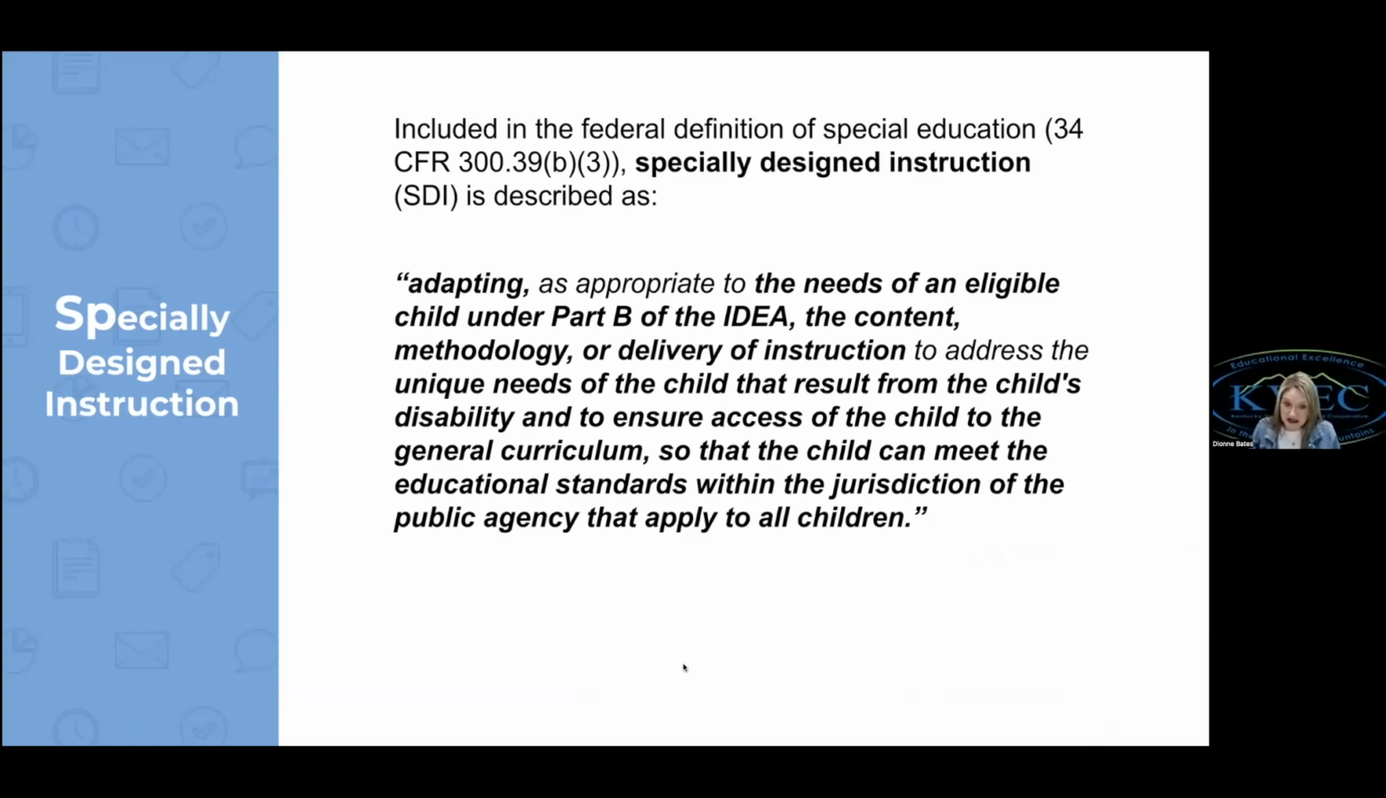So we look at content, methodology, and delivery of instruction. And we do that because we're looking at the unique need of that child. So in order for a child to be identified with a disability, they have to meet the eligibility criteria for the determination. They have to have an adverse effect. And then the third piece of that is that they need specially designed instruction. So they have to have all three of those things to be identified as a student with a disability.